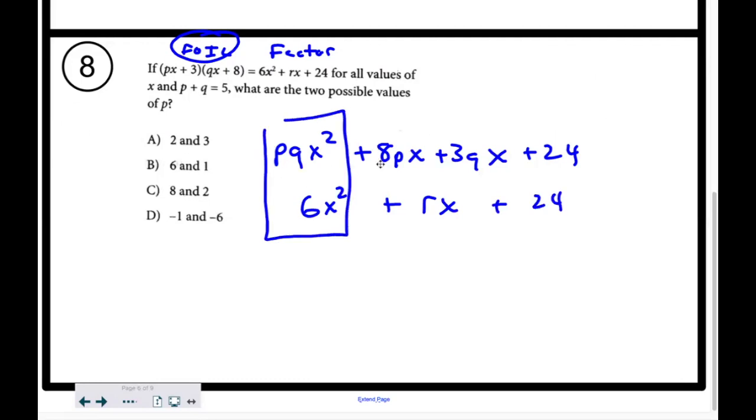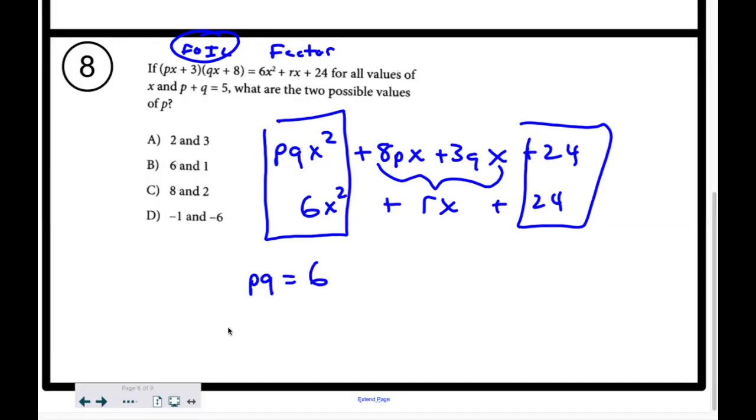Like these go together. These are the x terms that will combine to this. And again, 24 goes with 24. So what we're more concerned with is P and Q here. So this PQ equals 6. And it also tells us that P plus Q equals 5. That was given back here. Well, that's enough to do the problem.